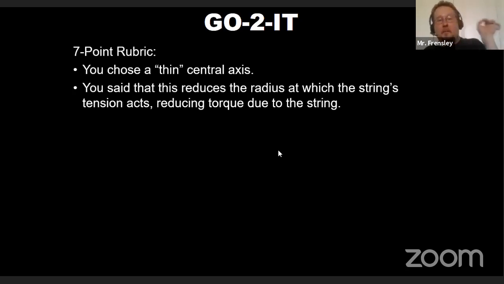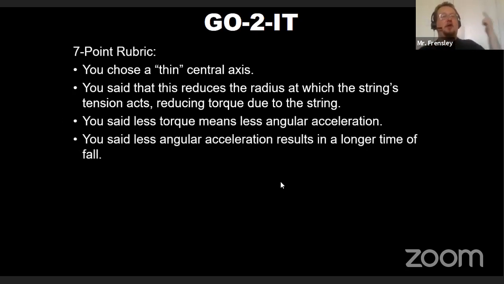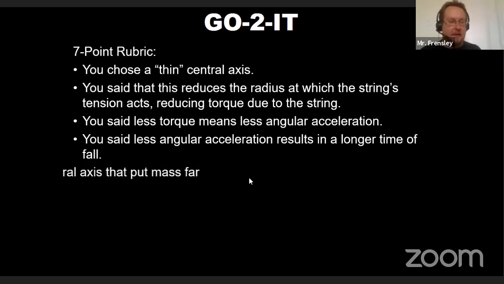More torque comes from more radius, and more torque means a faster rotation, so I don't want that. I want the opposite. I'm going to have a thin central axis to reduce the torque. So you chose a thin axis, which makes less torque because of less radius of action for your tensions. Less torque is less angular acceleration, and less angular acceleration is a longer time to fall because you don't get as much rotational speeding up.